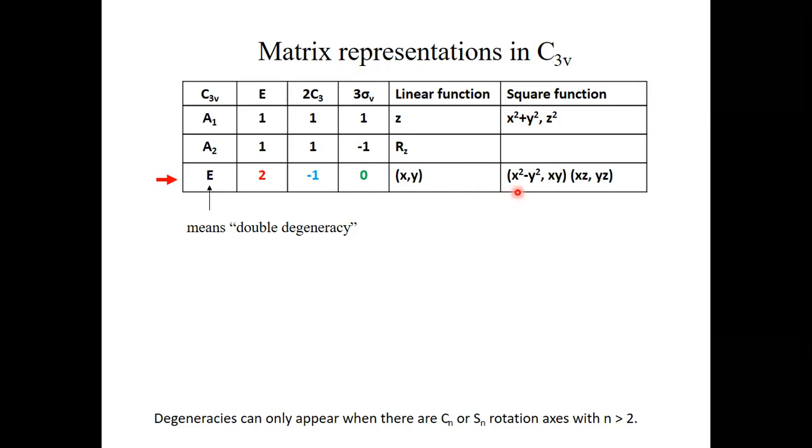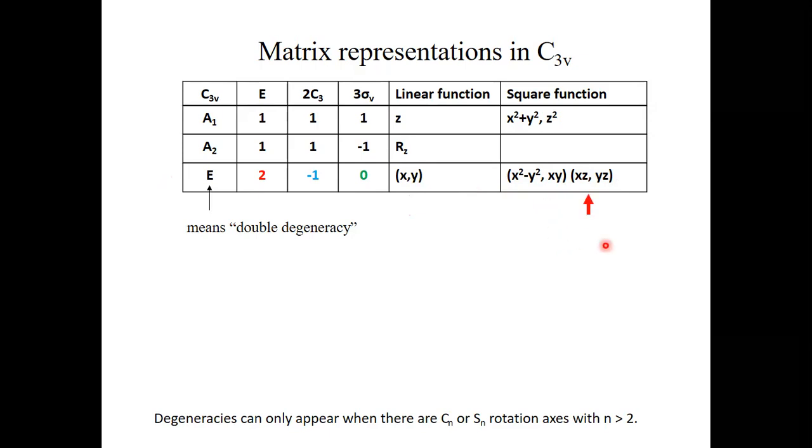degenerate. There are also other mathematical functions that are dependent on each other and are degenerate. For example, x squared minus y squared and dxy are degenerate, and xz and yz are also degenerate. Okay, this is just what I explained.